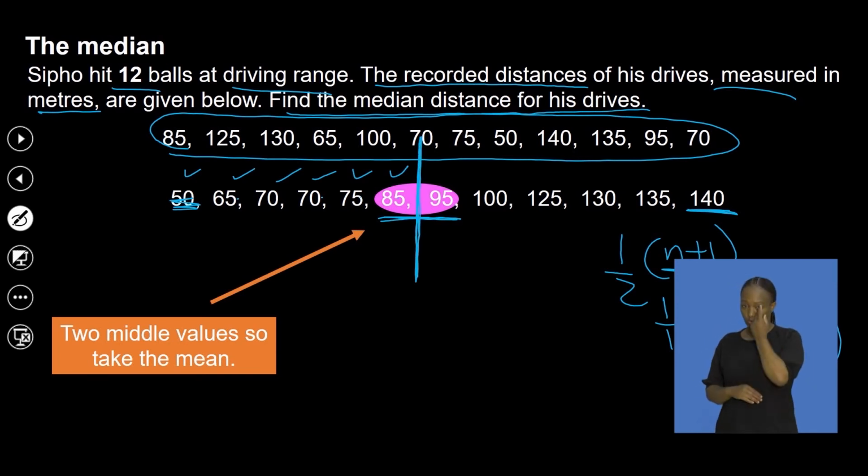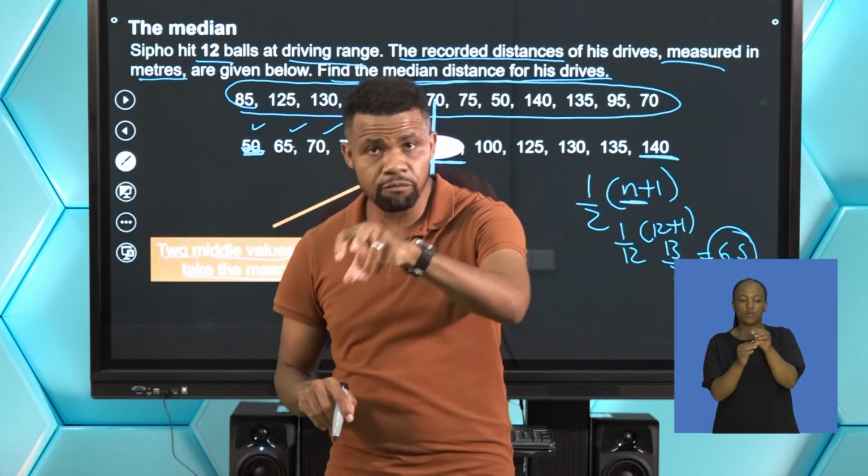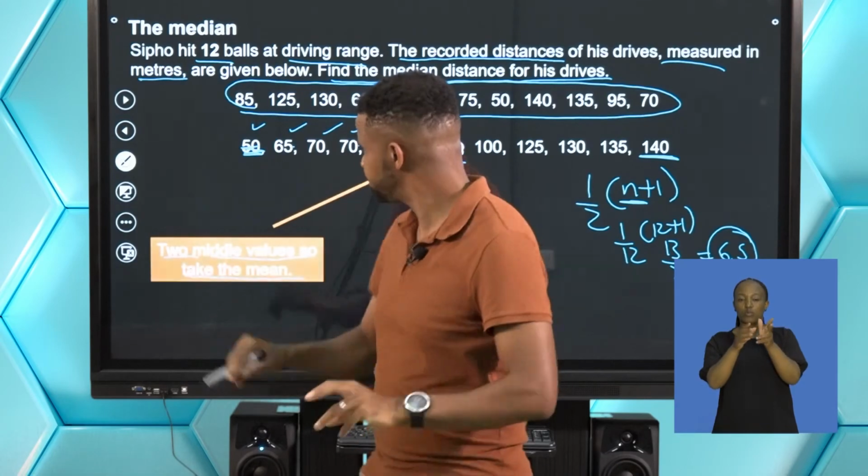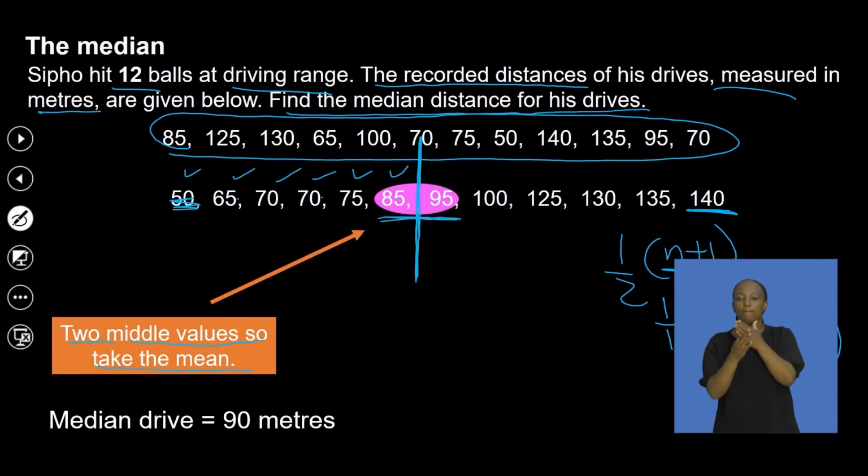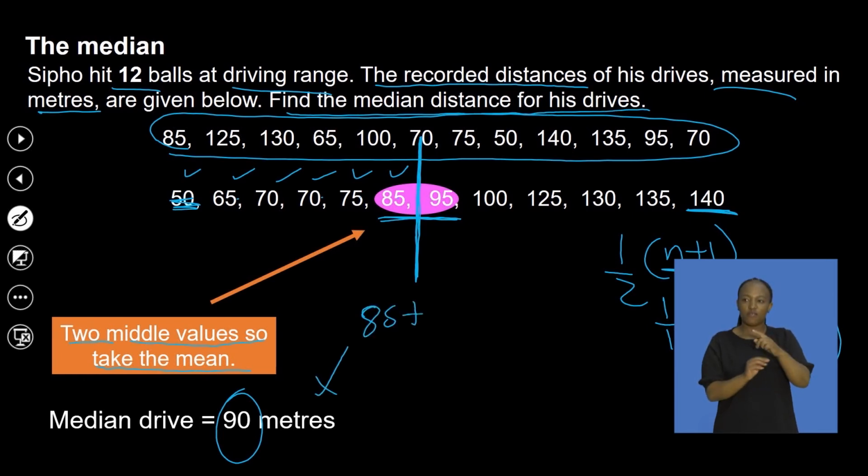Are we together? The two middle values, taken the mean. So we're going to take the mean of the two values to find the median. If we do that, we get 90. How did we do this? It's 85 plus 95 divided by 2, which gives us the median.